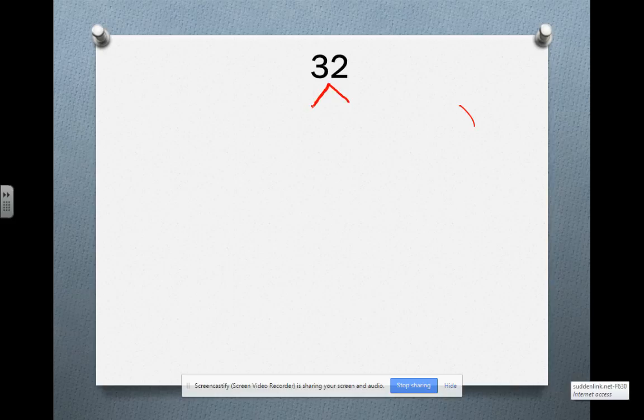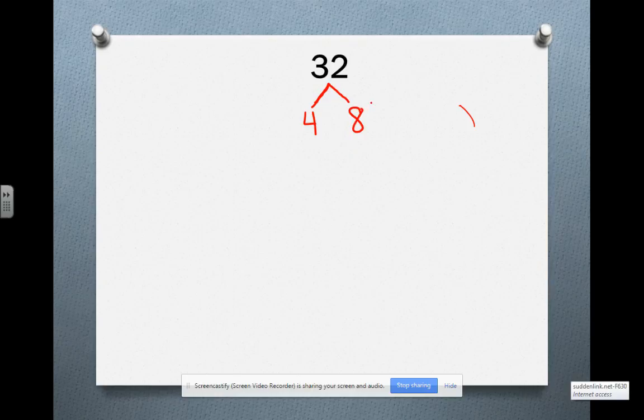As we build our factor tree, we're going to think of two numbers that I can multiply together to get 32. Now, there's multiple ways that we can come up with 32. Just use whichever two factors that you think of first. With 32, I typically think of 4 and 8.